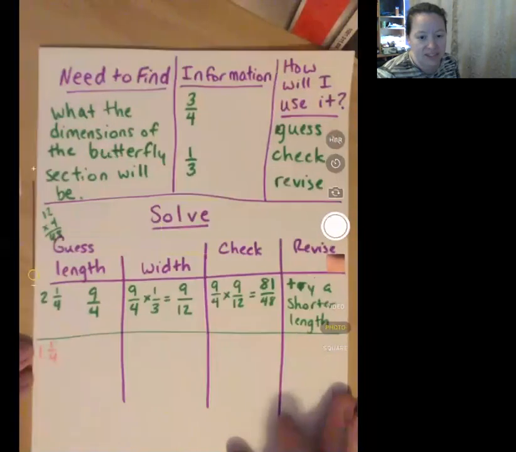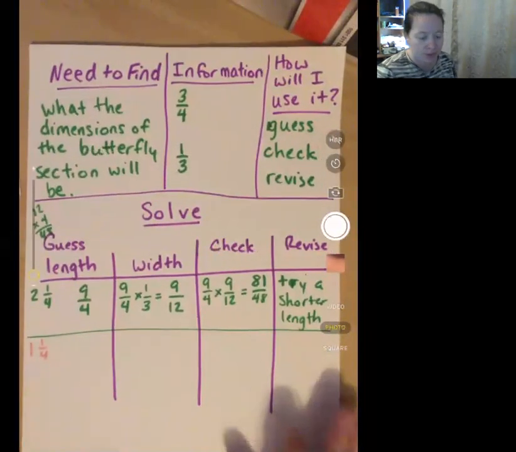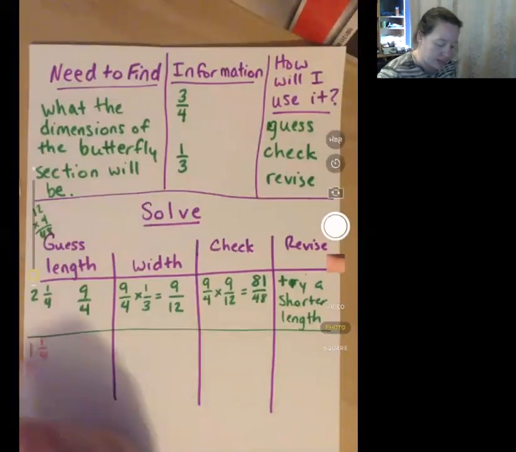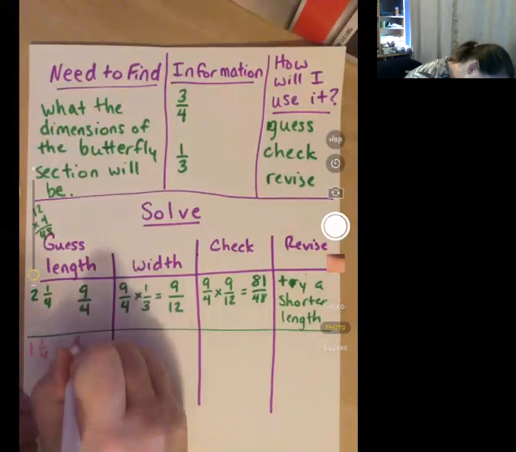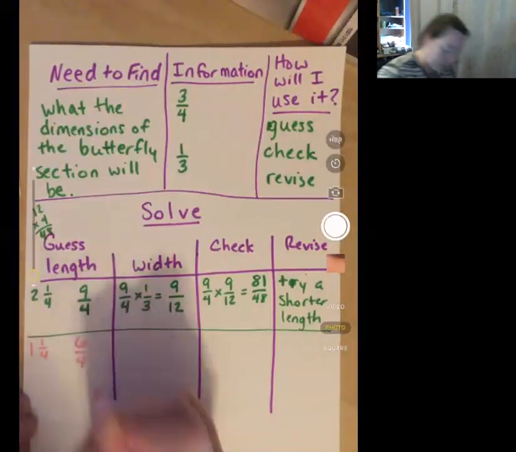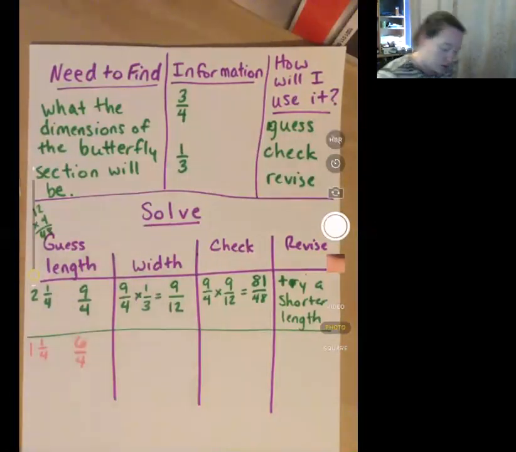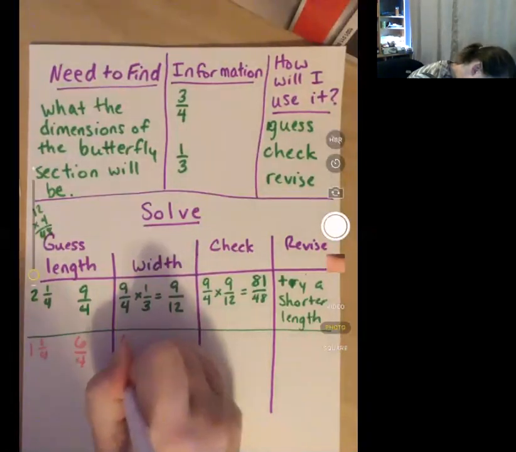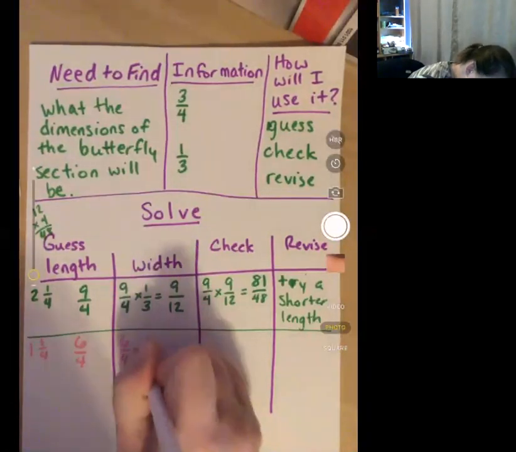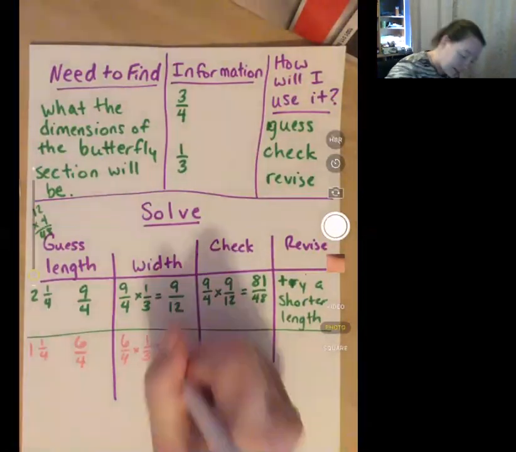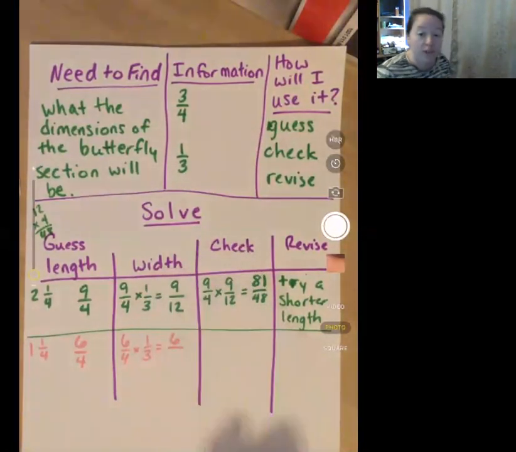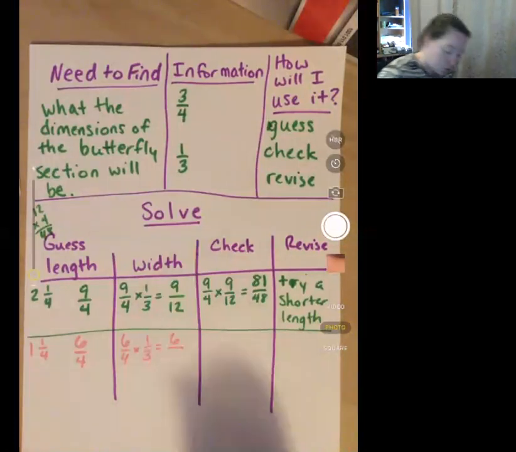We'll then sit here and we'll do this. So 1 1/4. 1 times 4 is 4, plus 1 is 5. Wait, 4 plus 1 is 5, plus 1 is 6. So it ends up being 6/4. Okay? Let's try that. 6/4 times 1/3 is equal to 6 times 1 is 6 over 4 times 3, which is 12.